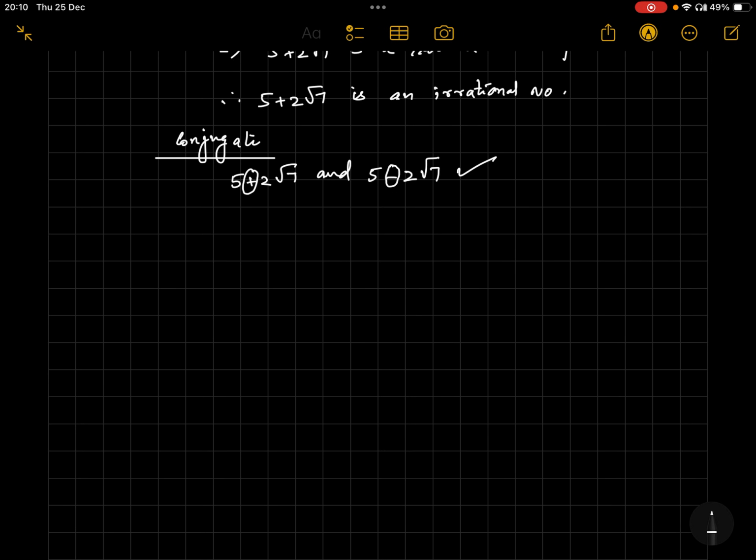How to simplify it? This is also taken from a previous question. Simplify 1 over 5 plus 2 root 7 plus 1 over 5 minus 2 root 7. How to solve this? Whenever you have an irrational number in the denominator, rationalize the denominator. How to rationalize the denominator? By multiplying it with its conjugate.